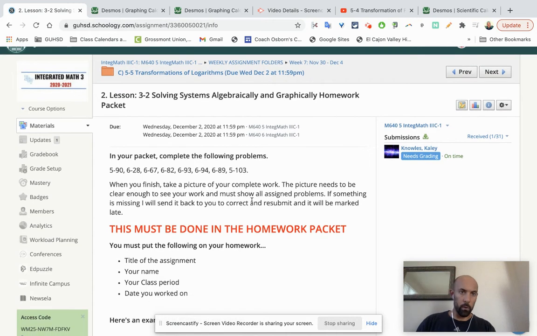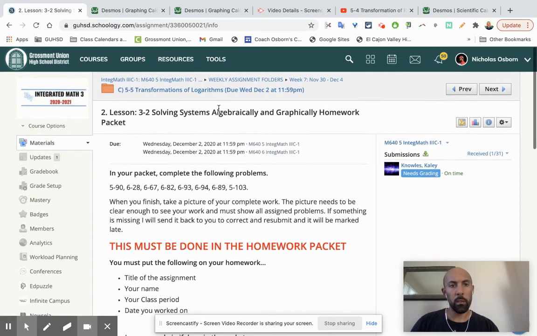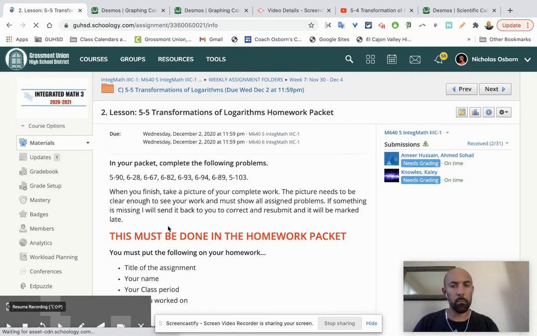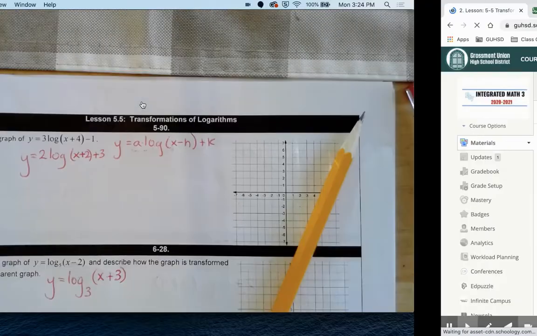Okay, so we're going to be going over lesson 5.5, transformation of logarithms. And I just realized that that's not right. That should say transformation of logarithms right here, not solving systems. All right, cool. Fix that problem. So 5.5. All right, so let's go to the packet.